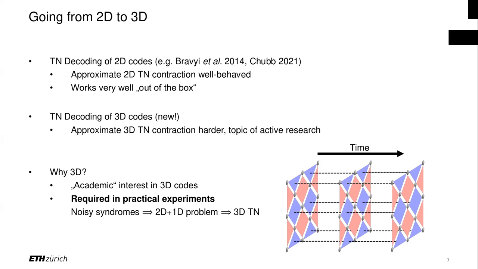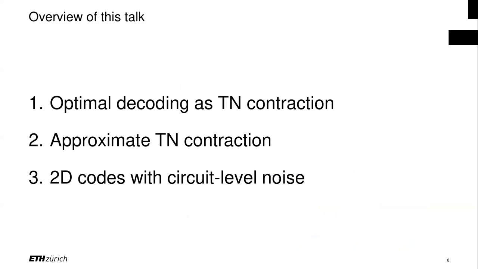So I told you before that we want to use these tensor network decoders, these slow but accurate decoders, for near-term quantum memory experiments. But if you want them to work for these experiments, you first have to figure out how to make them work in 3D in the first place. So that's the pitch for why these 3D tensor network decoders are hopefully promising and interesting.